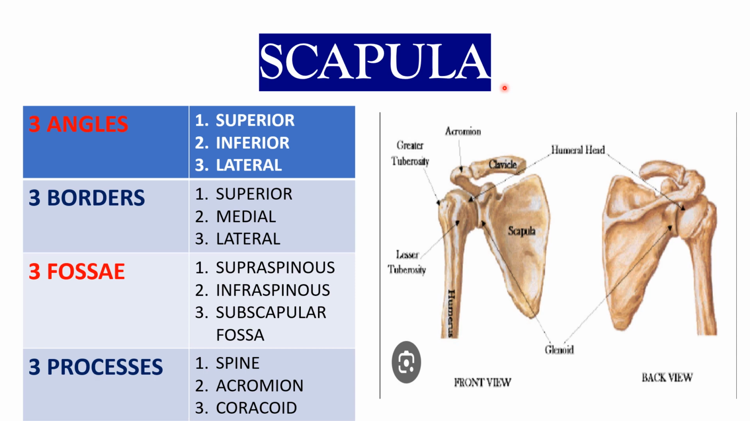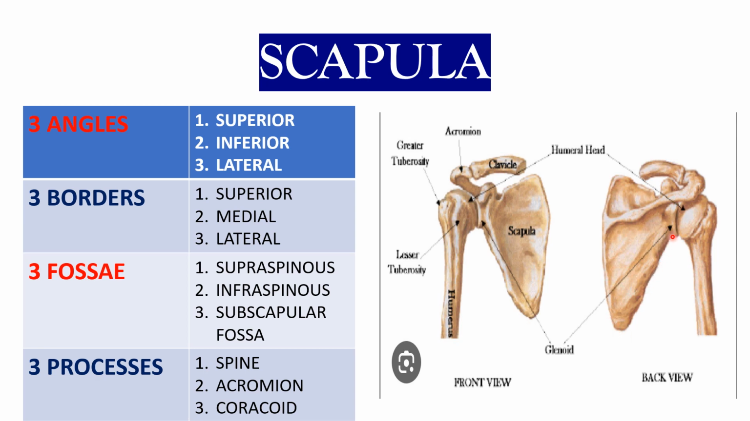This is the scapula. The scapula has three angles, three borders, three fossa, and three processes. For the angles, there's the superior angle, see where my cursor is, the superior angle. There's the inferior angle, and then we have the lateral angle.